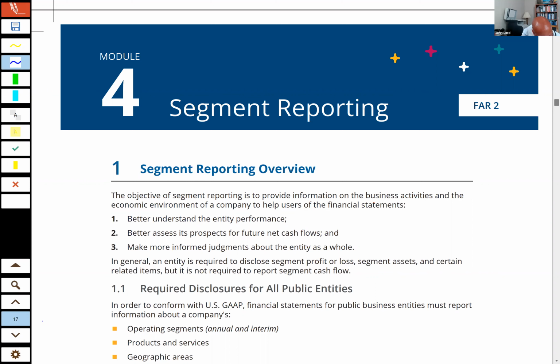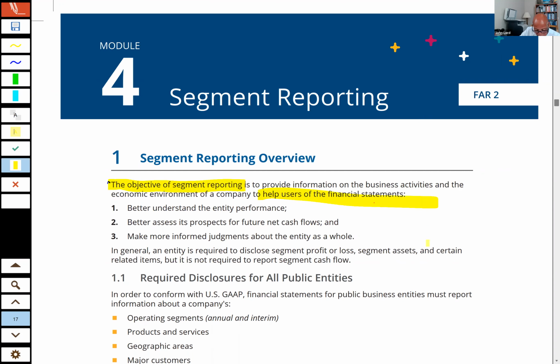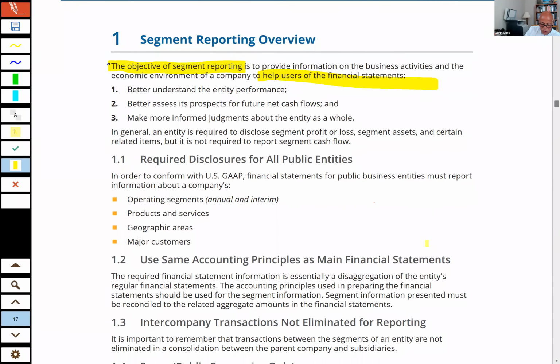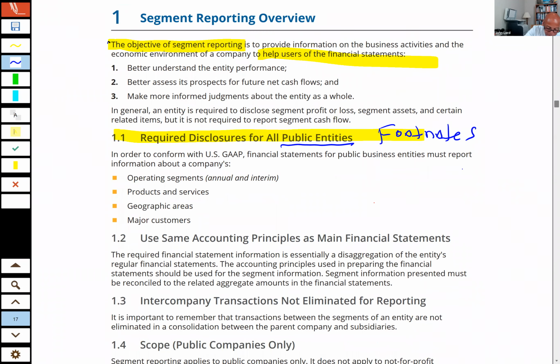So let's just go ahead and take a look at this. And of course, this is a little silly because everything FASB does is supposed to help users of financial statements. So let's see what the required disclosures are for public companies. Okay, so this is the scope for public companies. And when we say disclosure, that is another way of saying what's going to be in the footnotes for our segment information. Okay, and the business entities must show information about operating segments, geographic areas, etc.